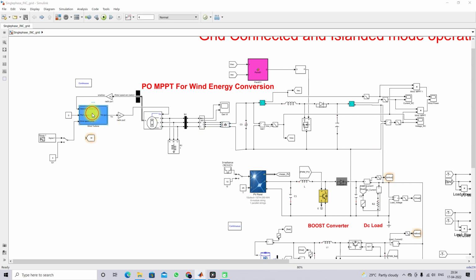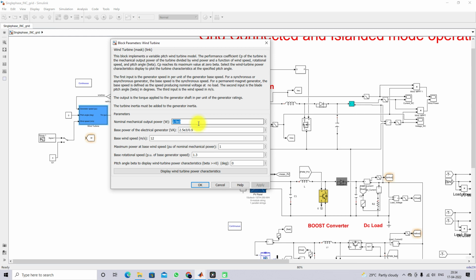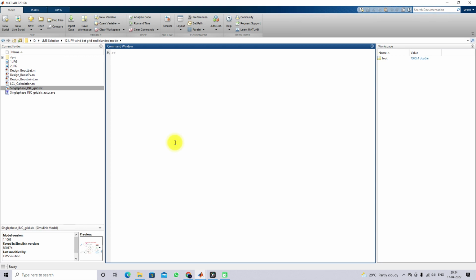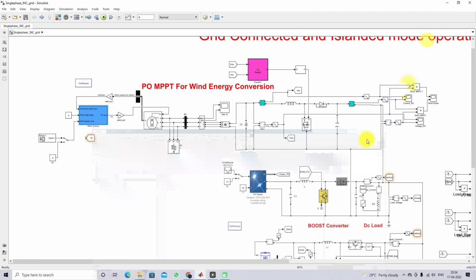The rating of the wind turbine generator is nearly 2.8 kilowatt. That means here you can see the 2.5 e power 3, that means 2.5 kilowatt divided by 0.9, so it's around 2.77, right, 2.78 kilowatt. So it can generate maximum 2.5 kilowatt at a rated condition, that means 12 meter per second.